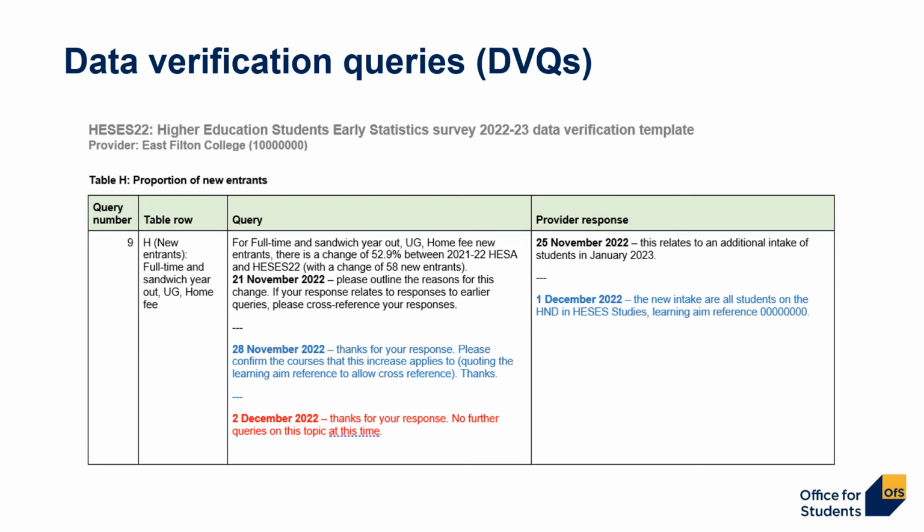Under the heading Table Row, the relevant place on the table is identified, in this case the row for full-time and sandwich year out home fee undergraduates. In the next column, headed Query, we see the reason for the highlighting and then the data verifier's request for further details. Note that the queries are dated. Please date your own responses in the adjoining column for ease of reference.